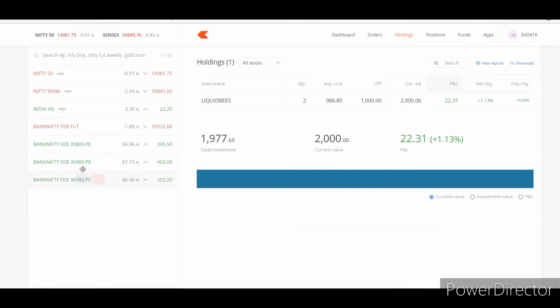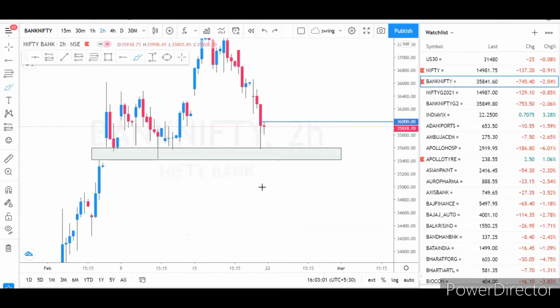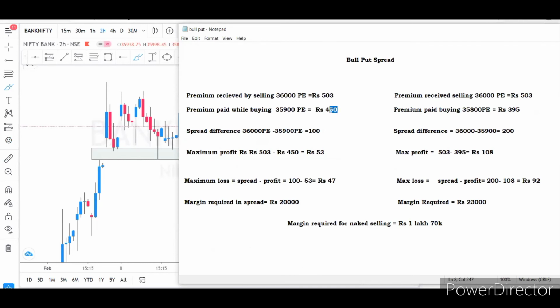As you can see, the premium of the 35,900 put option is 450. To hedge your position, you need to pay from your pocket, 450 rupees. So basically, what is the profit potential? The maximum profit that you can have is the premium received, 503, minus the premium paid by you, that is 450 rupees. That is, the maximum profit is 53 rupees.